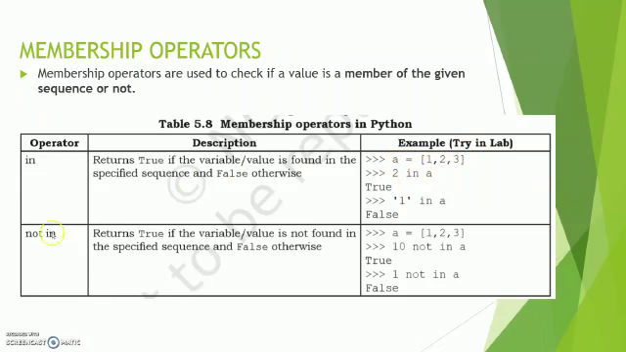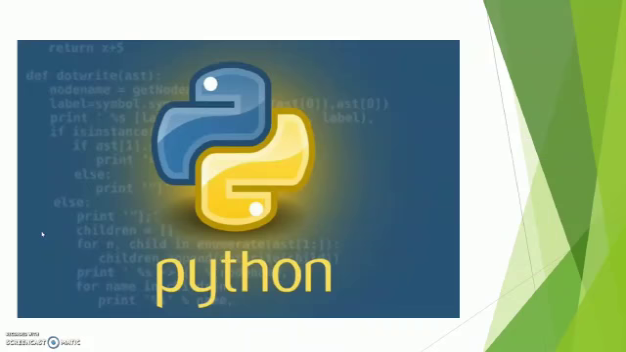Then we have not in. It returns true if the variable or value is not found in the specified sequence, and false otherwise. Now look at the sequence. A is equal to 1, 2, 3. It's ending on 3. 10 not in A. We do not have 10 in this, and that is true. So we have to first observe what the sequence is, and then we have to see what value is given, whether it is in the sequence or not. If it is in the sequence, it is in. If it is not in the sequence, it is a not in.